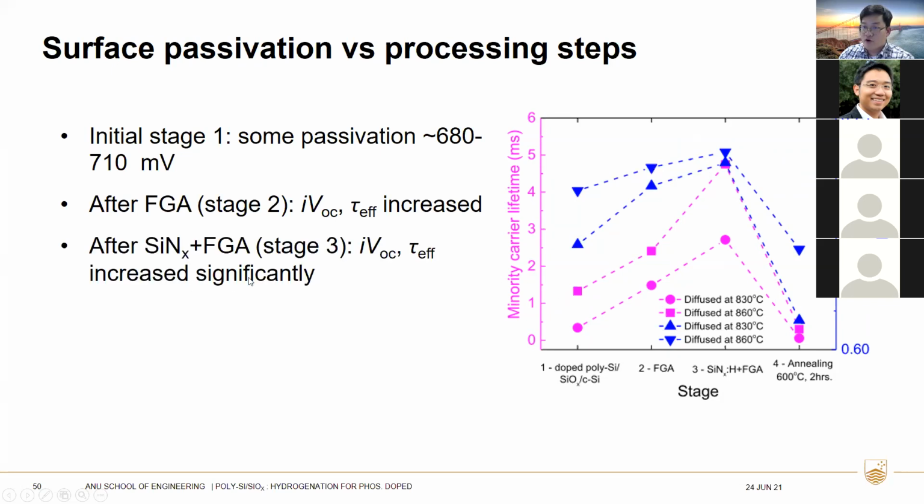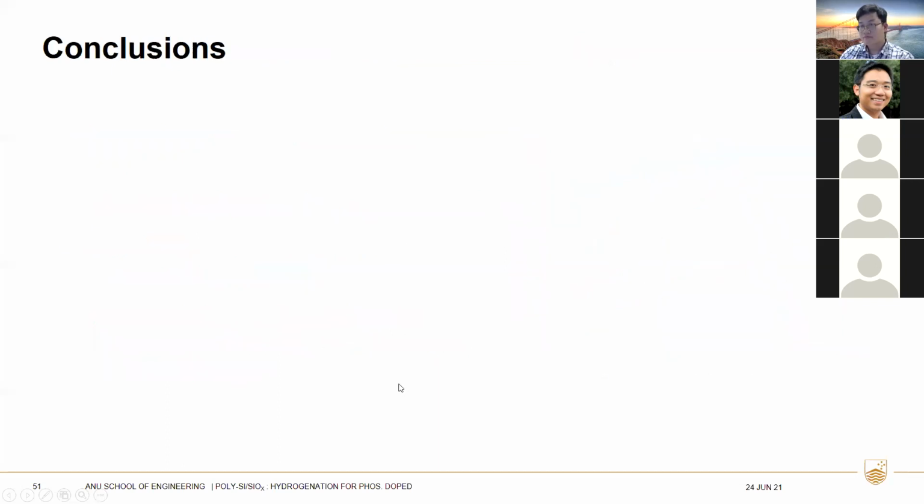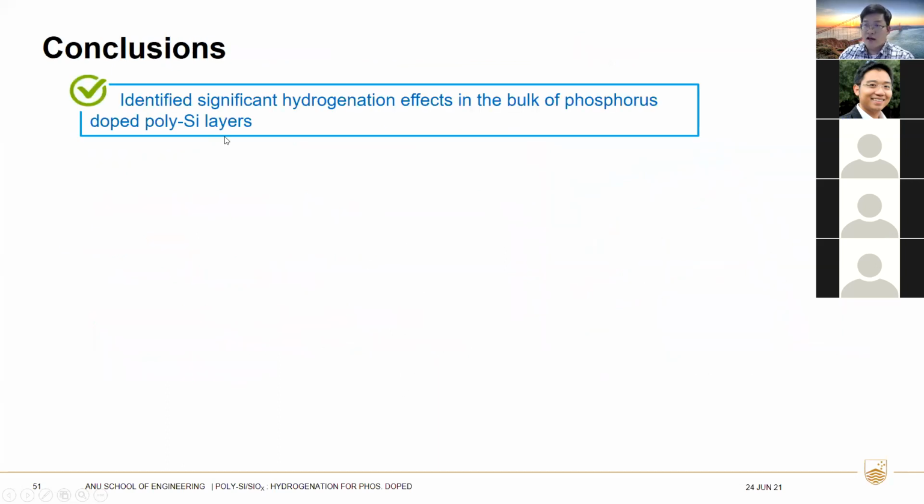After the silicon nitride and forming gas at stage 3, the iVOC and lifetime increase significantly to the maximum value here. But after the dehydrogenation step at stage 4, the iVOC and lifetime decrease dramatically, I would say, even lower than stage 1, which indicates all of the hydrogen effuses out of the films and there is no passivation at all. So for conclusions, we identify significant hydrogenation effects in the bulk of the phosphorus doped polysilicon layer.